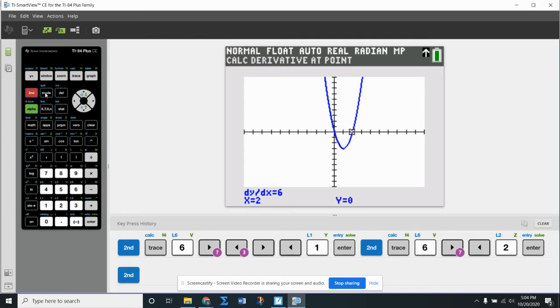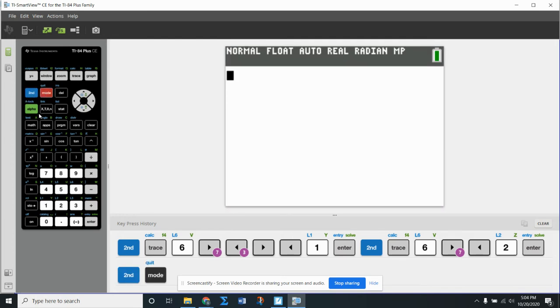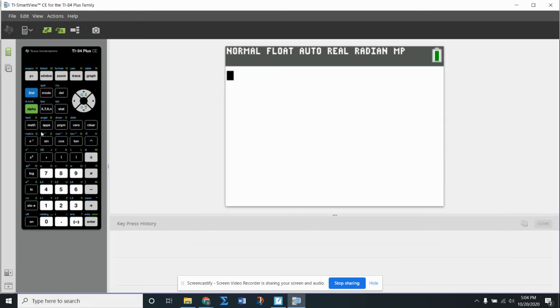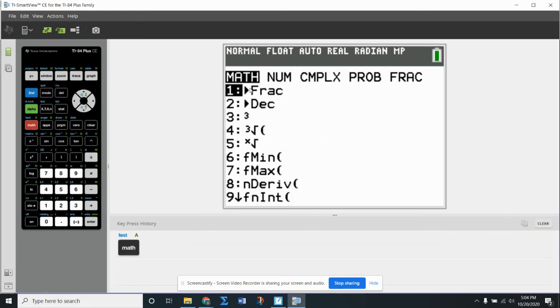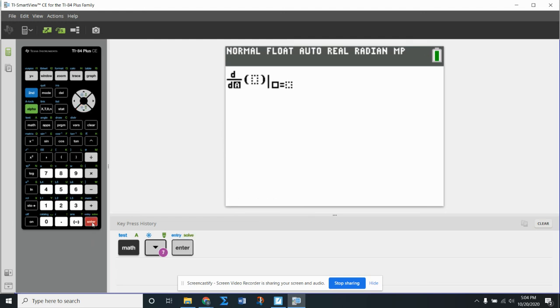Now, there's another way to do that from the home screen, and from the home screen we can be a little more robust. We don't need to actually enter a graph. In the math key, I'm going to clear my key press history here. If I hit the math button, it brings up a bunch of operations, and we can see that option 8 is nDeriv, which is going to calculate a derivative for us.